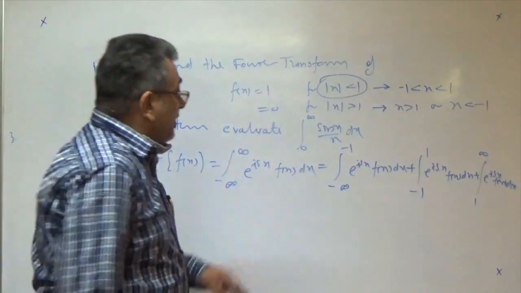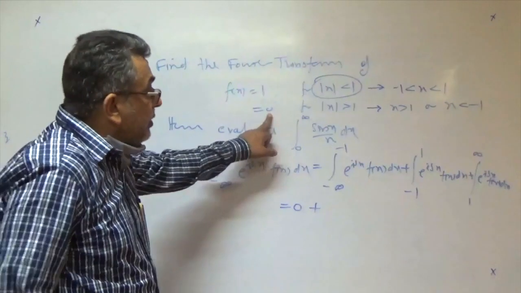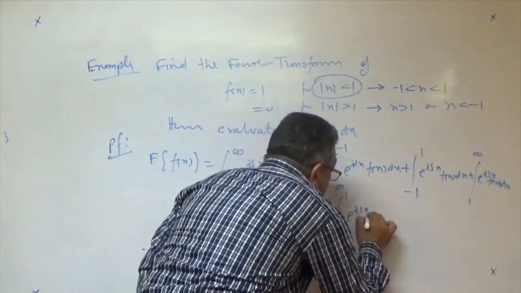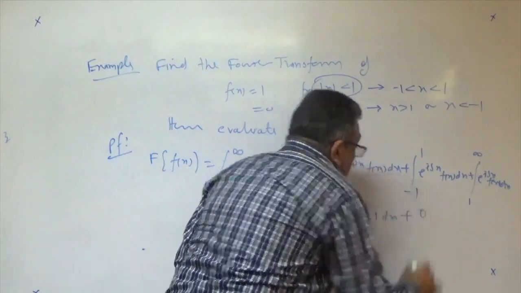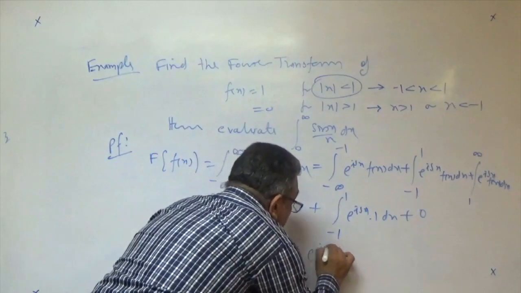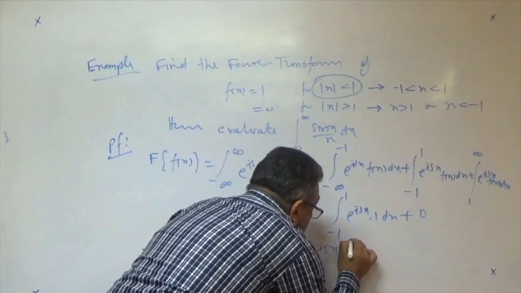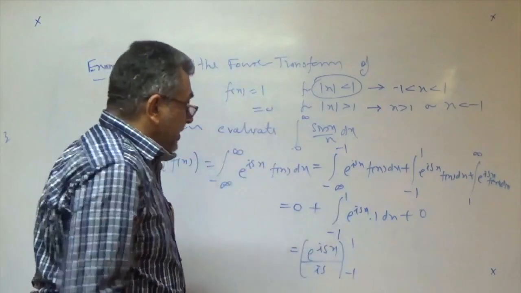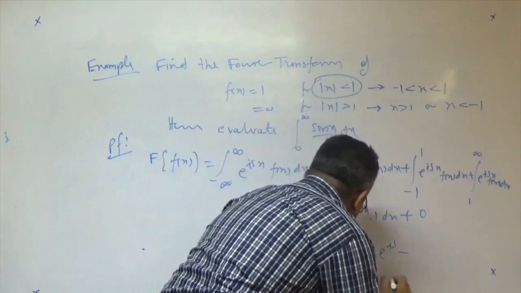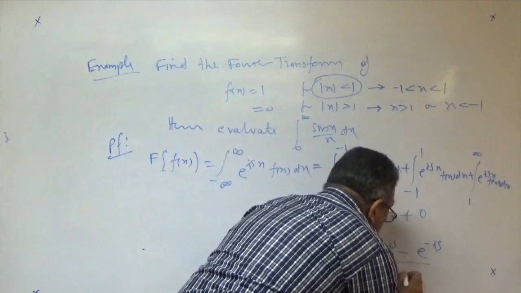The first and third integrals are 0 because of the definition of f(x), since f(x) is 0 there. In the middle one, the second integral, e to the power isx with f(x) equal to 1, and the third integral is again 0. If we solve this, you know that the integral of e to the power isx is e to the power isx upon is, with limits 1 to -1. Then this is (e to the power is minus e to the power minus is) upon i times s, right?